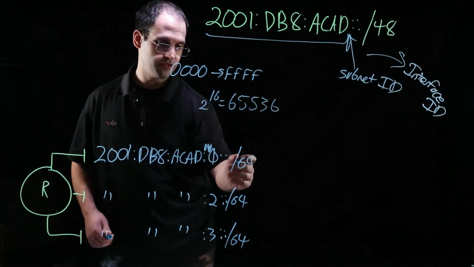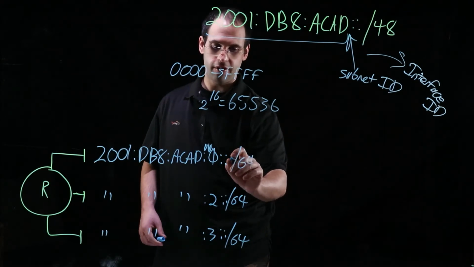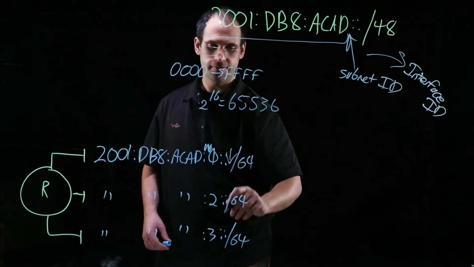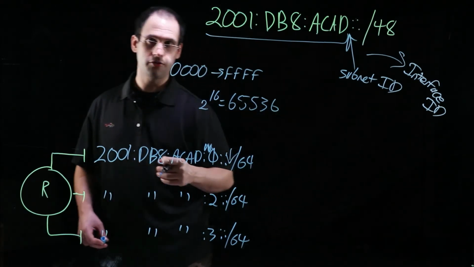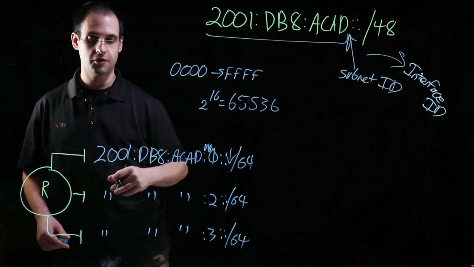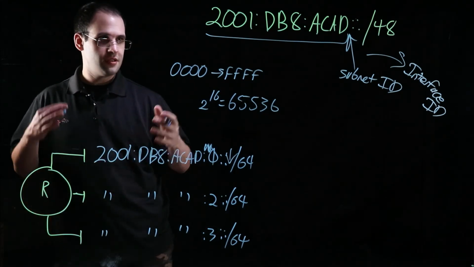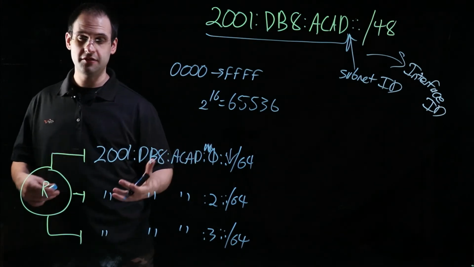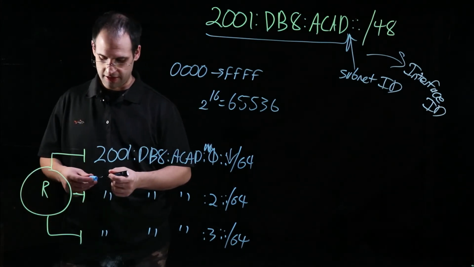And then, of course, there are 64 bits out here in the interface ID, so again, you have 18 plus quintillion addresses per network, okay? So that is it. That's how simple it is to subnet in IPv6.